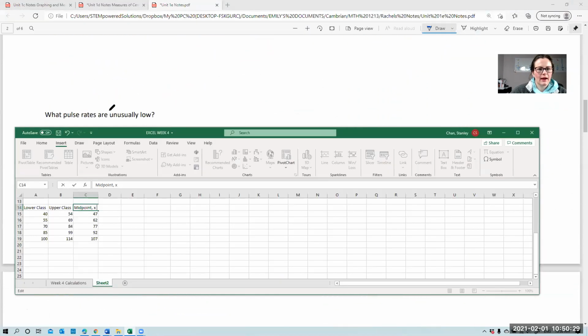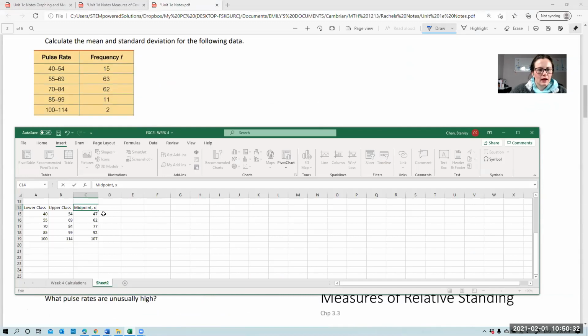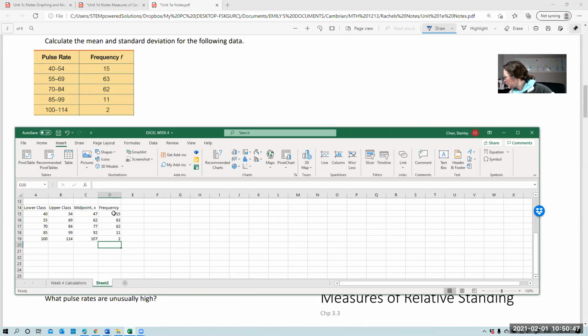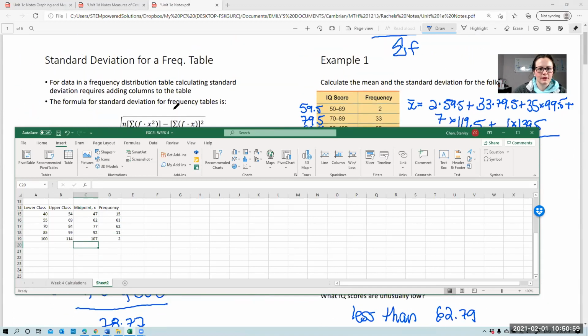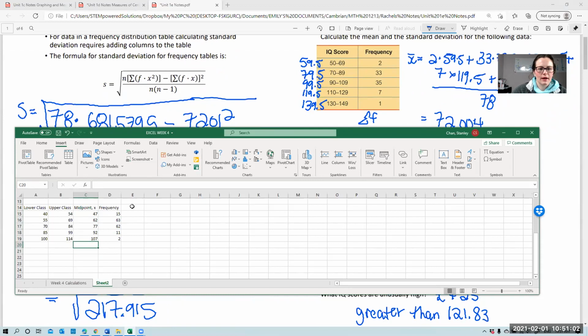Okay, so I have my midpoints now calculated. So now I need to know what my frequencies are. So the frequencies are 15, 63, 62, 11, and 2. All right. Now I need to sum up my frequencies. Well, actually, I do need the formula. So I'm going to keep this formula right here, just so I know what I need to do in terms of all of my columns.